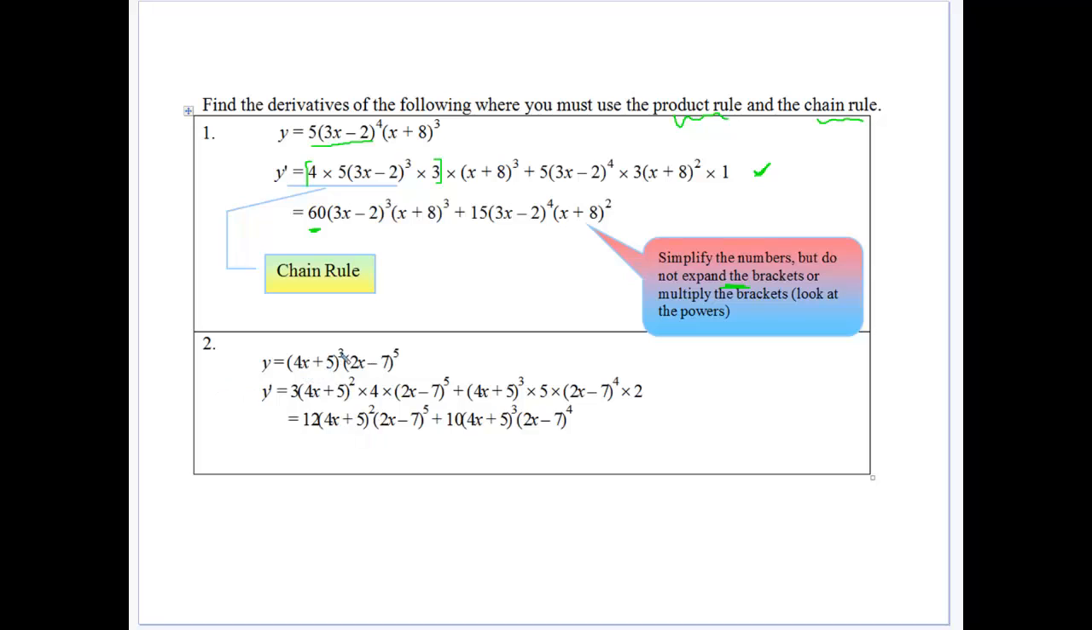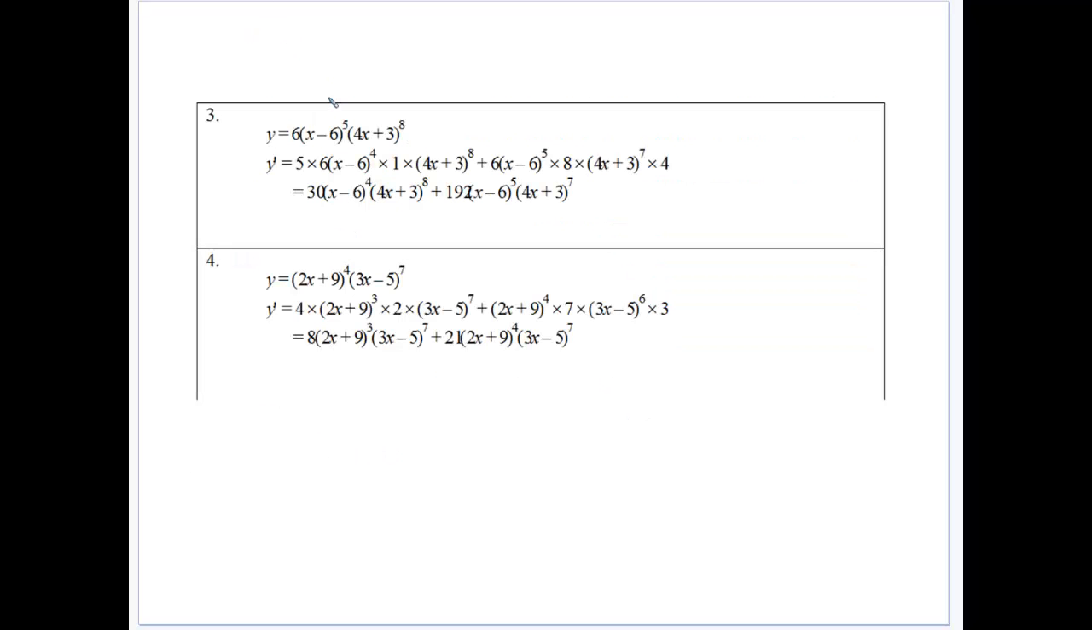So don't expand. So let's see it in question 2. We've got 4x plus 5 all cubed. Apply the chain rule. So you brought your 3 down, you've got the 1 from the power, and you've multiplied by the derivative of 4x plus 5. Kept your second bracket, plus the first bracket times the derivative of 2x minus 7 all to the power of 5. So apply the chain rule. 5 comes down, subtract 1 from the power, 2x minus 7 in the brackets, and then times the derivative of 2x minus 7, which is 2. And then clean your numbers up. 3 4s are 12, 2 5s are 10, and we keep our brackets there. So that's all we're doing with this one.